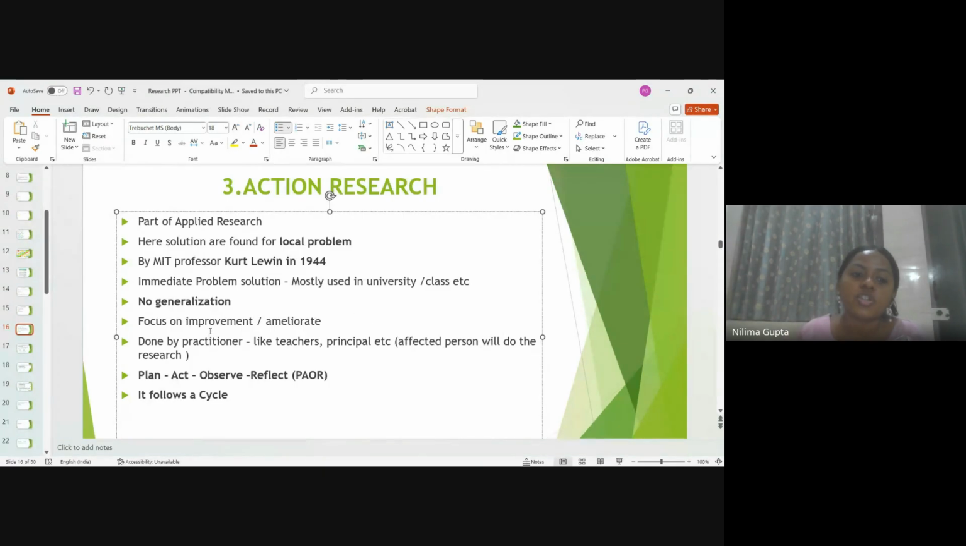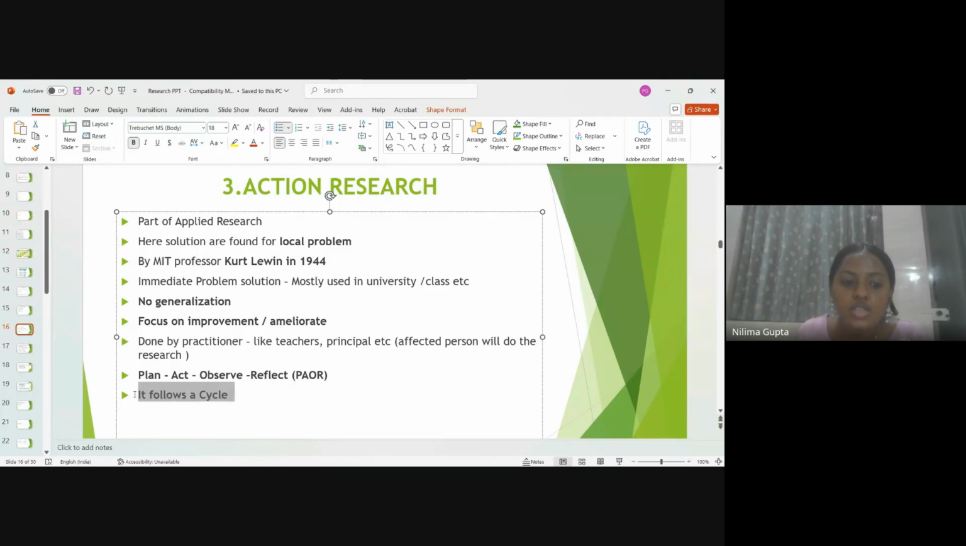So what does action research focus on? Very, very important. It focuses on improvement, also called ameliorate. This is a word that was used in a previous year question in 2019 or 20 something. So sometimes they will just twist the word. So the focus is on improvement. They might write that this kind of research focuses on eliminate. So what does that mean? If we don't know that, we will not be able to answer the question. So it focuses on improvement. Whenever I'm doing an action research, that means I want a solution and improvement should be there.